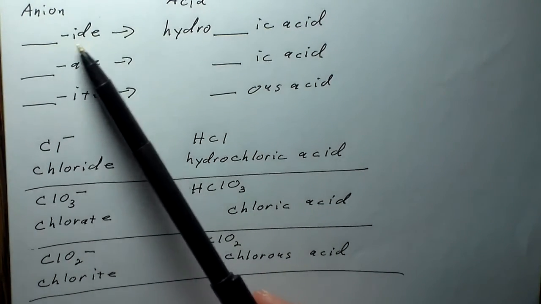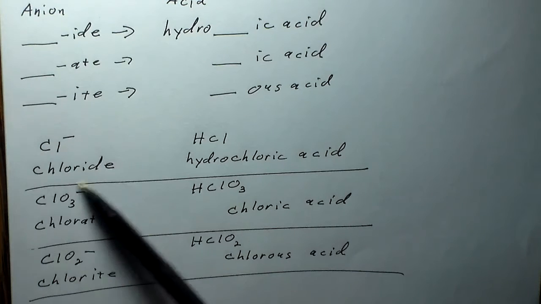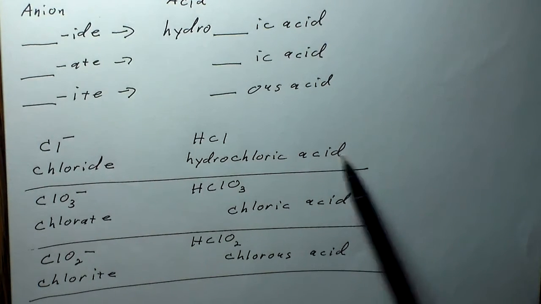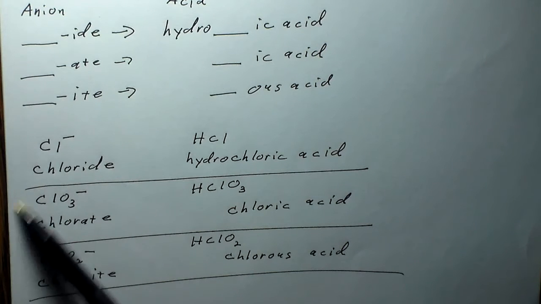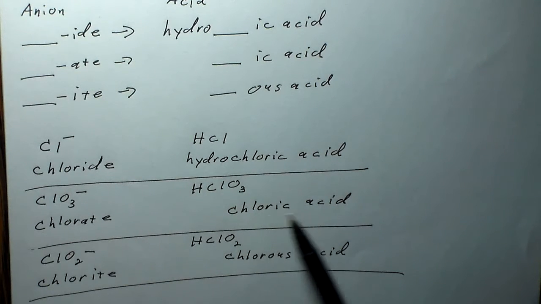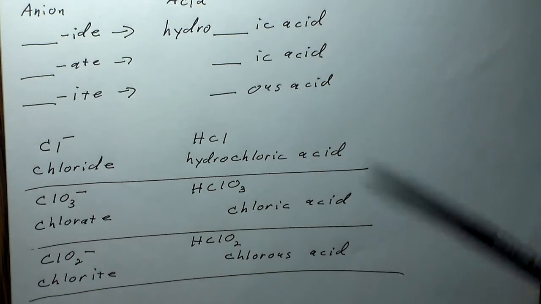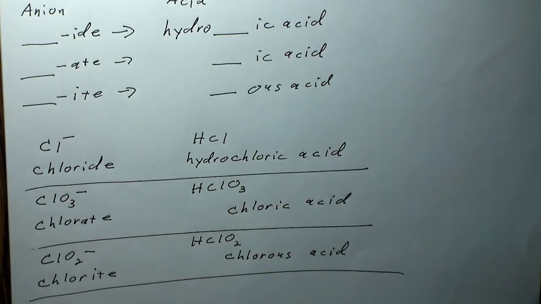So notice my first one was the chloride. I add an H to the front of that, and I get hydrochloric acid. I start with the chlorate, ClO3-, and now it becomes chloric acid. And then my ClO2-, that's my chlorite, becomes chlorous acid. All right, so that's all the examples that we had up there.